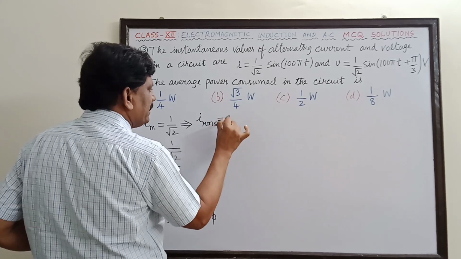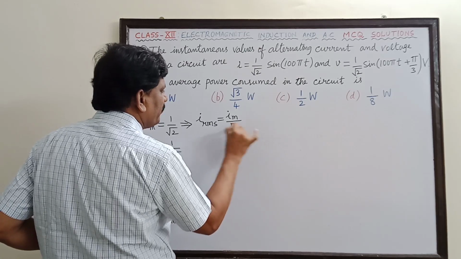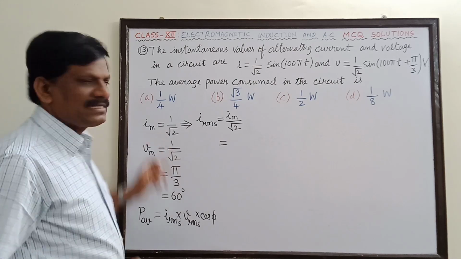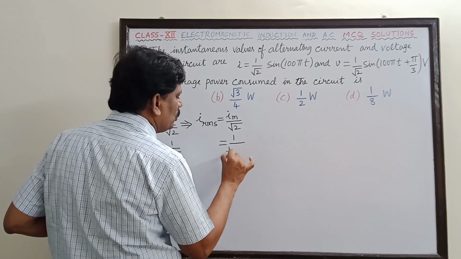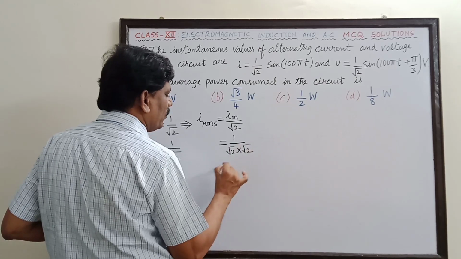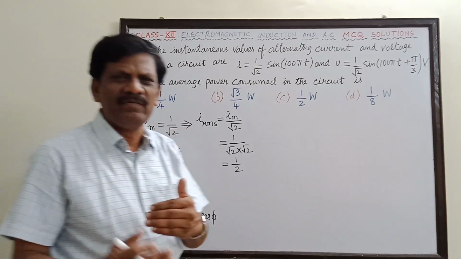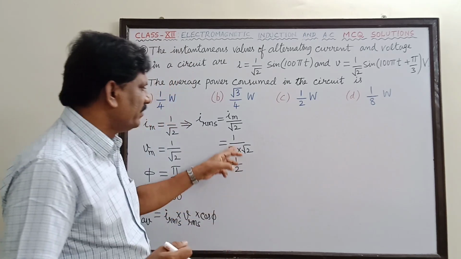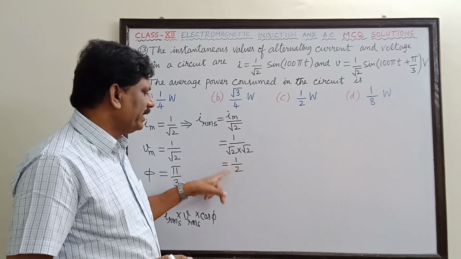So first I can find I RMS. I RMS is equal to what? I maximum divided by square root of 2. I maximum is already 1 by root 2, is it not? So this is 1 by root 2 divided by another root 2, which is equal to 1 by 2. So here understanding is required. Quickly when we substitute 1 by root 2, we may forget, so it has to be divided once again by root 2. So 1 by root 2 divided by root 2 becomes 1 by 2.